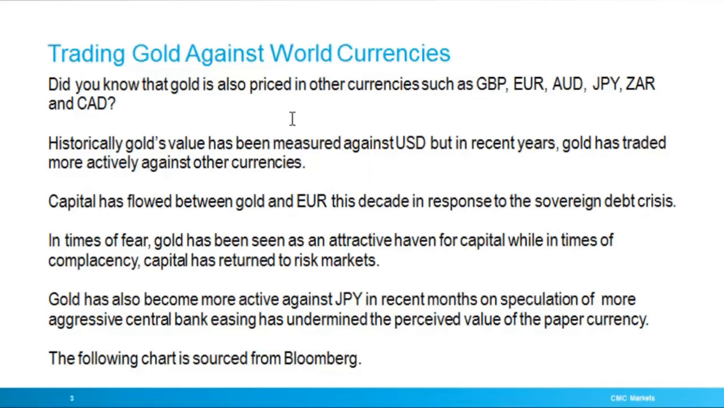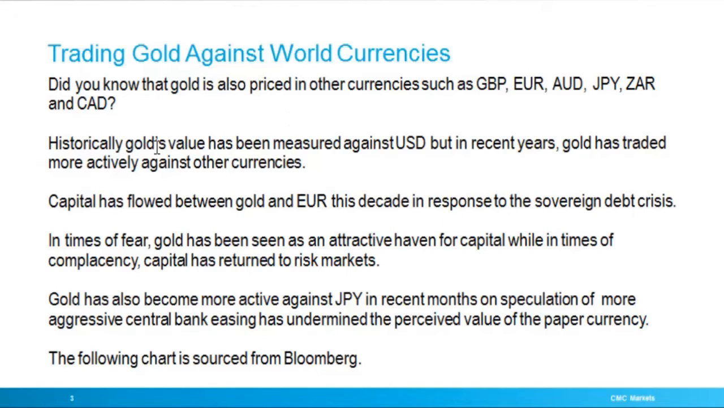In particular, this decade, capital has been flowing in significant amounts back and forth between gold and the euro in response to the sovereign debt crisis. During times of fear, gold has been seen as an attractive haven for capital, while in times of complacency, capital has started to move back into risk markets. Gold has also become more active against the Japanese yen of late, as speculation that there could be more aggressive central bank easing has undermined the perceived value of the yen. As the yen has declined, its value relative to gold has also declined.